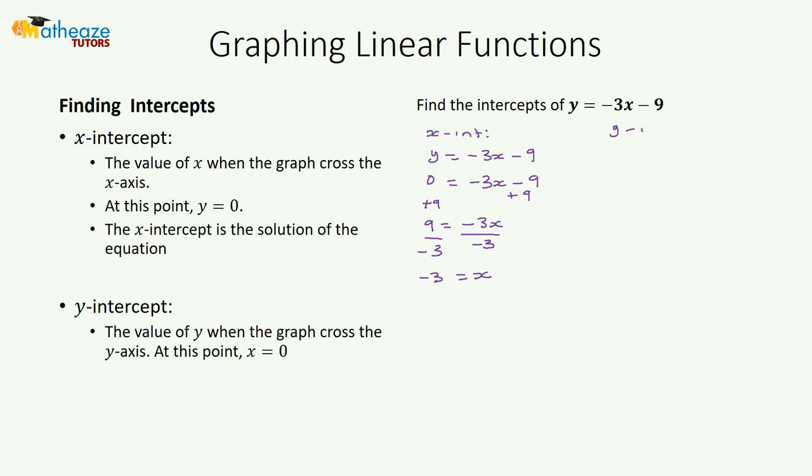Let's look at the y-intercept. y equals minus 3x minus 9. We're going to say y equals minus 3 times 0, because x has to be 0, minus 9. So y equals minus 9. So this is your y-intercept, and this is your x-intercept.